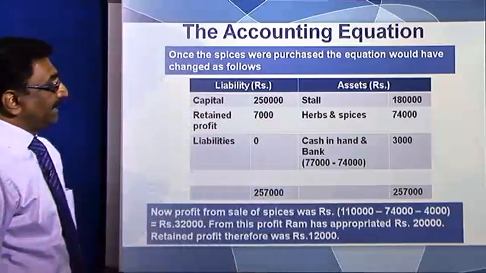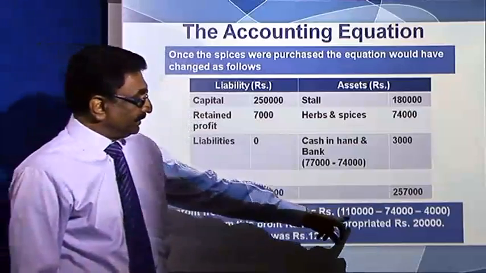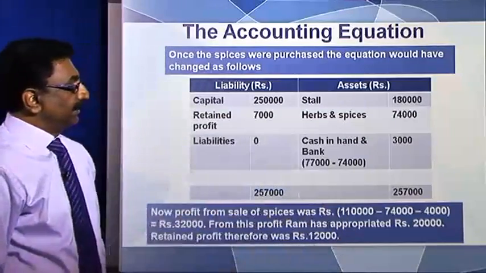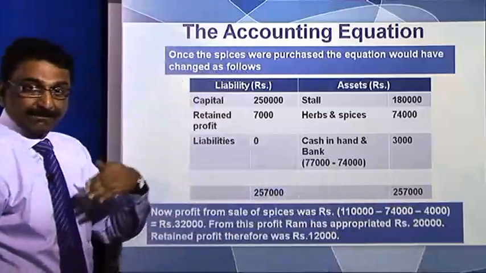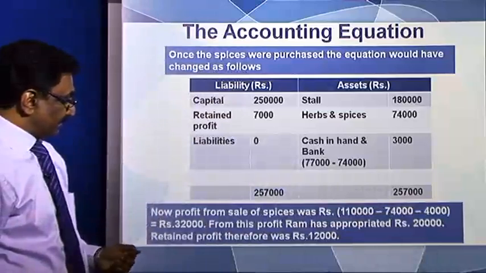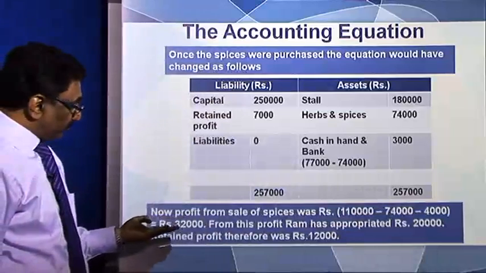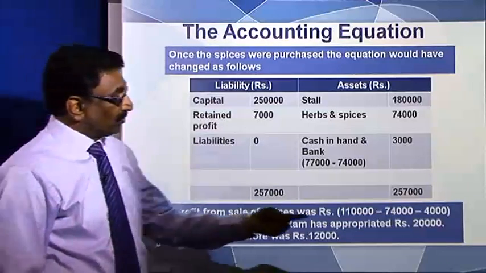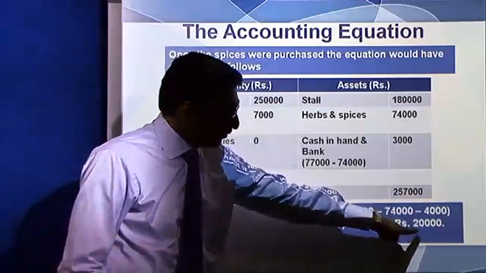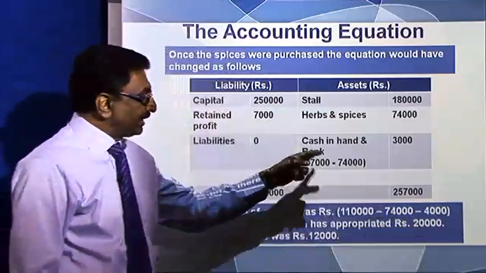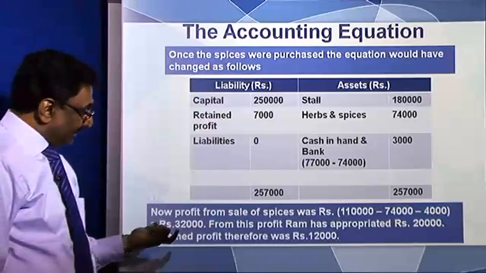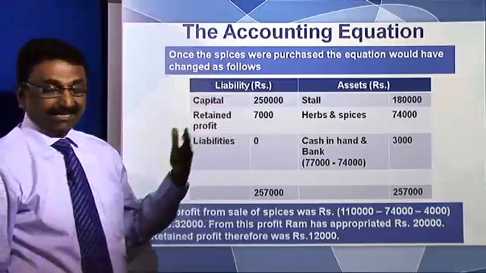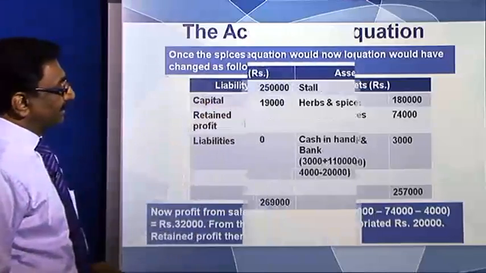So, what will happen? Cash balance will increase with the amount of sales. It will also decrease with the amount that has been paid to Manoj as wages. The profit which would have been 32,000 would also now look lesser because the amount of 20,000 has been taken away. So, the bank balance will again go down by 20,000 and the balance remaining will go as retained profit. Let us see that.